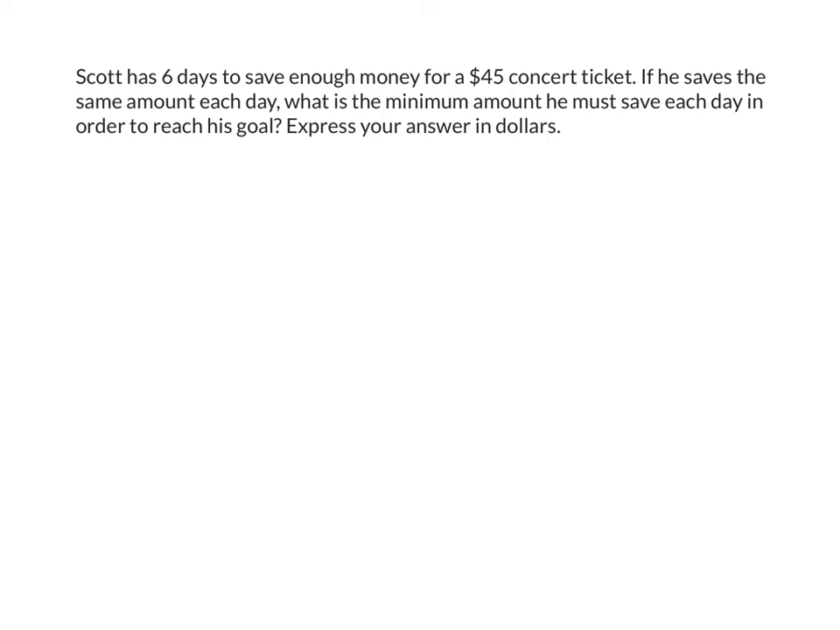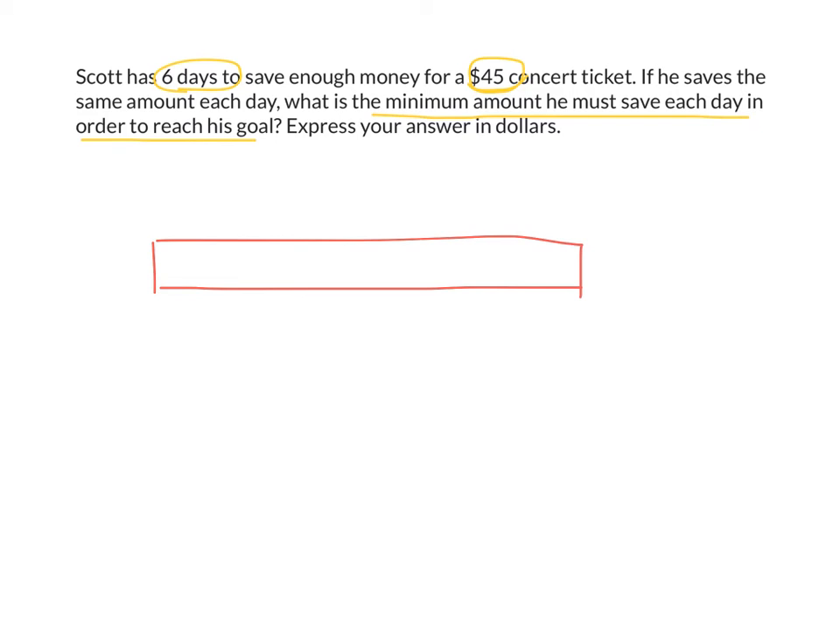We need to find out what is the minimum amount he must save each day in order to reach his goal. We know that he's trying to save $45 altogether, and he has 6 days to do it. Okay, go ahead and draw a tape diagram that represents this problem. So whenever we're drawing a tape diagram, we have to think all together, how much do we have? Well, he's trying to save $45. That's what he wants to end up with. But he's going to save that over the course of 6 days. Right? So we're dividing 45 into how many groups? 6. So we're doing 45 divided by 6.